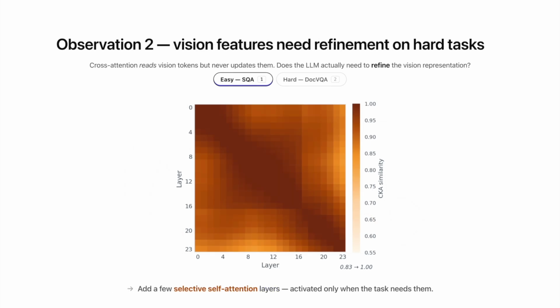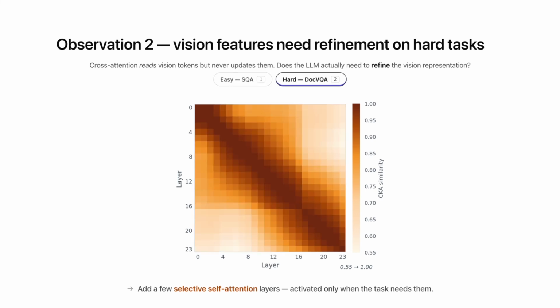While efficient, cross-attention alone leaves the vision tokens completely static. Text reasons, but nothing ever refines the representation. To assess whether this is sufficient, we look at how vision features actually evolve inside a VLM by measuring the feature similarity between layers. Again, on easy tasks, the similarity matrix is uniform, so features barely change across the stack. On hard tasks like DocVQA, the matrix splits into two clear blocks with a sharp transition between them, meaning the LLM is actively modifying the representation. This tells us we need self-attention layers that update vision tokens, but only when the task actually demands it.